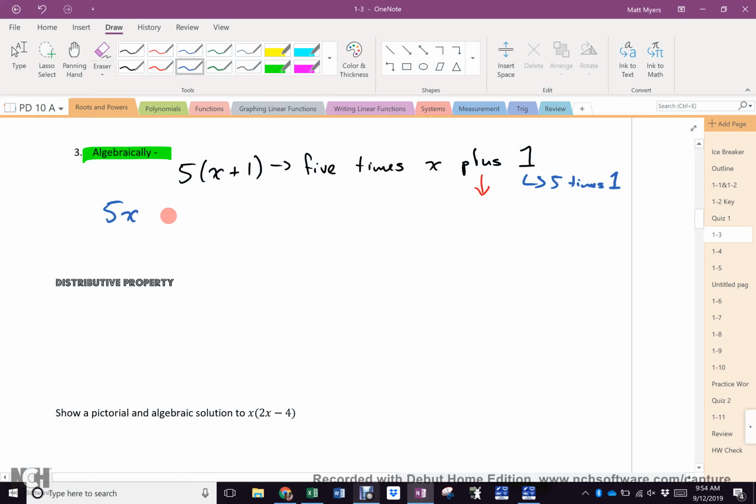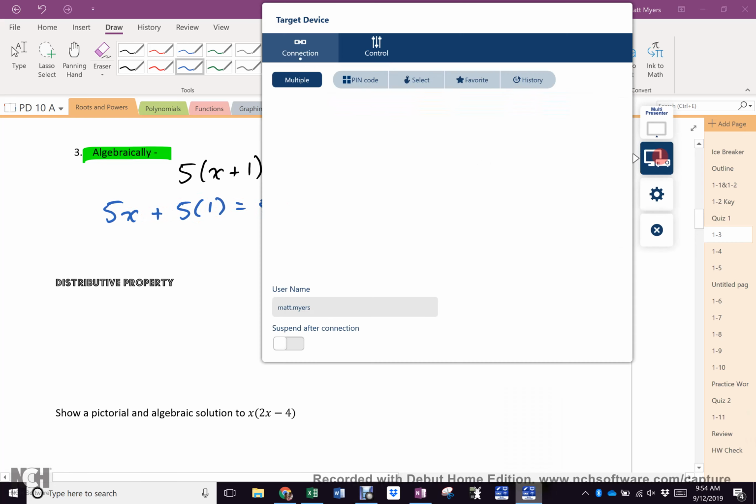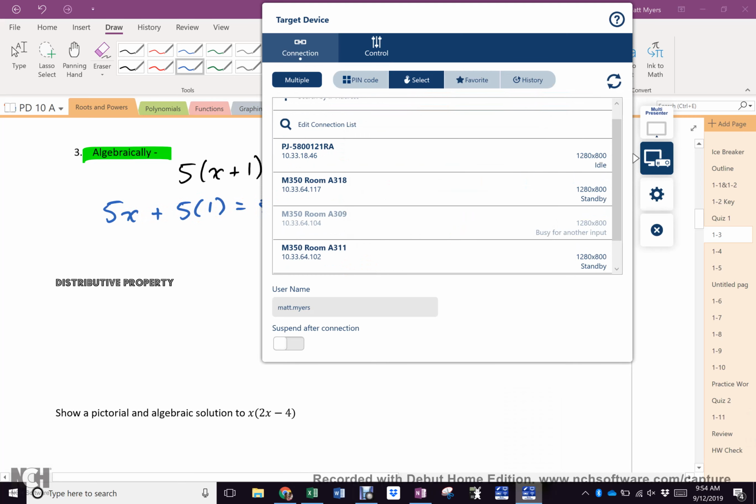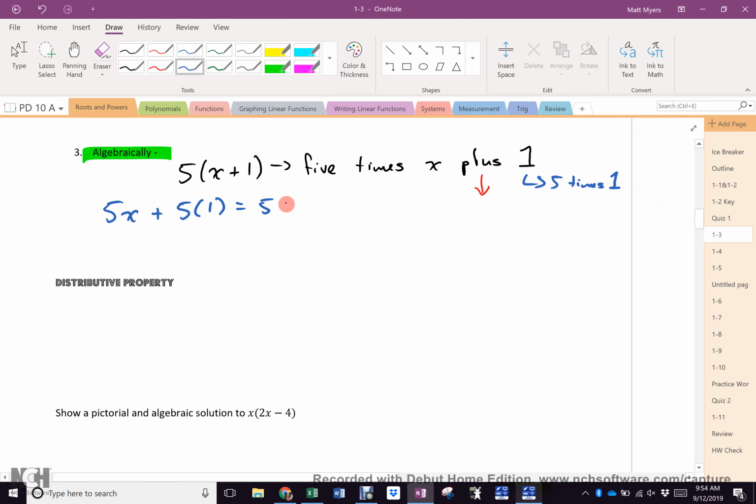What I really have there, of course, is 5 times x and then 5 times 1, which gets me, because I got to turn this on again. Cancel. 5x plus 5. Now, what is happening there is called the distributive property.